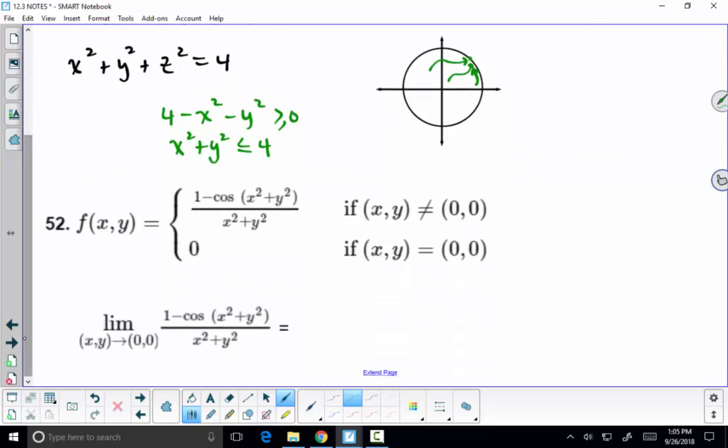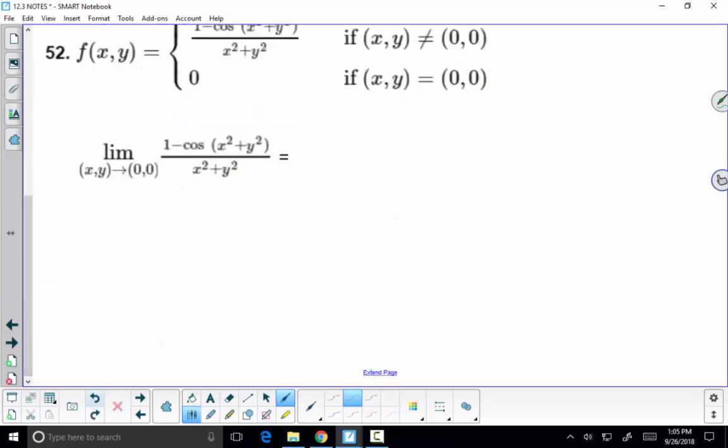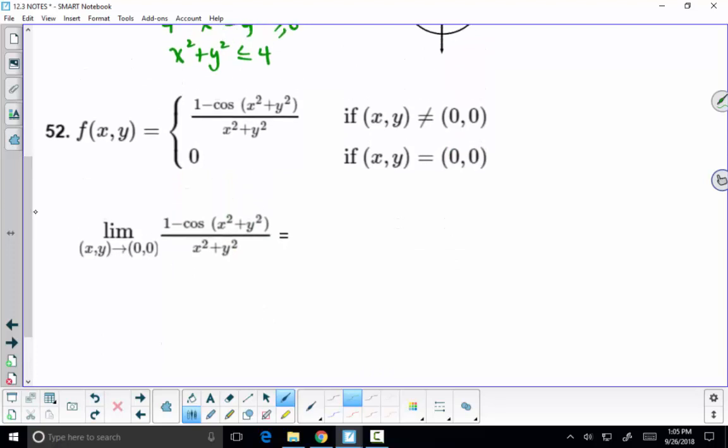All right, let's take a look at this one. Let's see. Okay, so let's first talk about continuity. It means that the limit exists, and that the value of the function exists, and that they're the same. So continuity: limit and value exist and are equal. The limit of the function and the value of the function are equal.